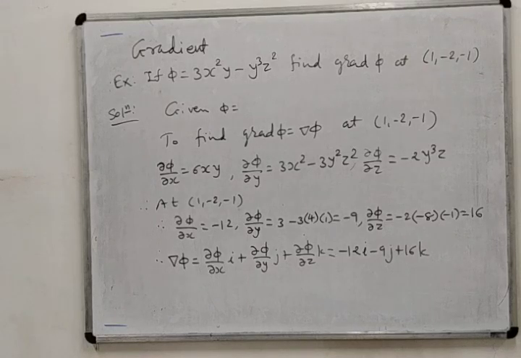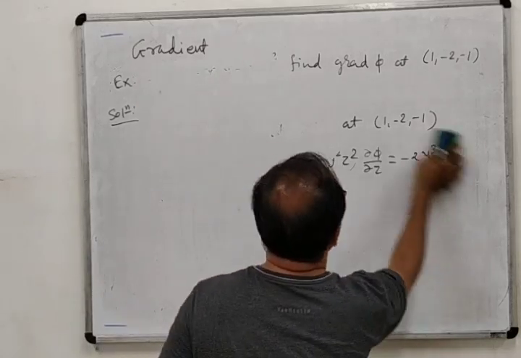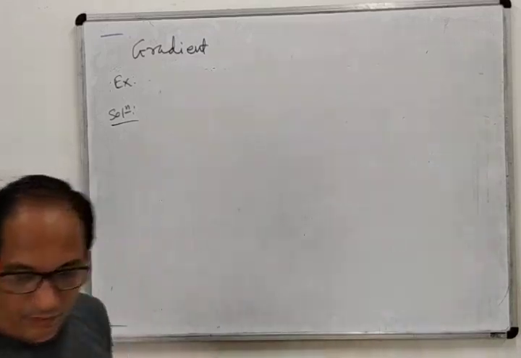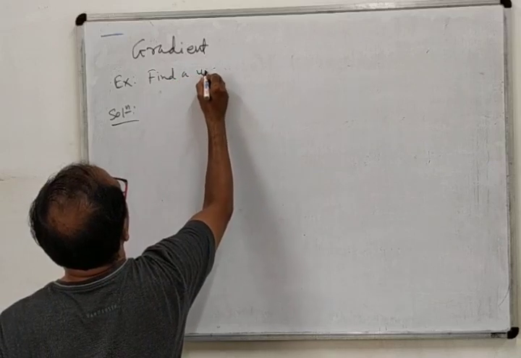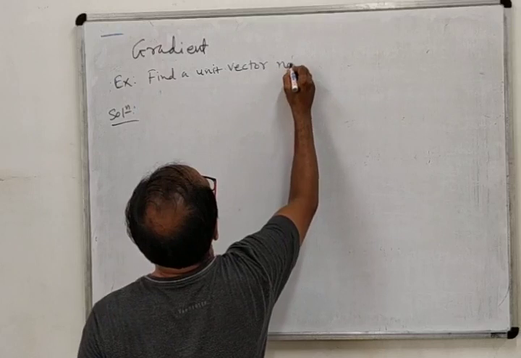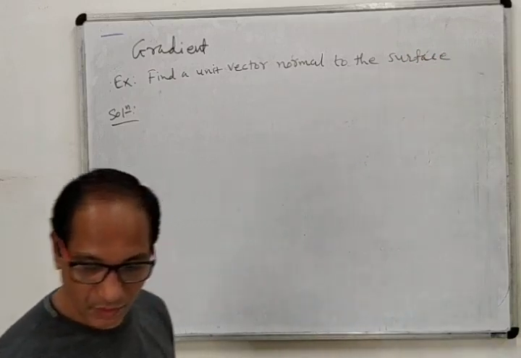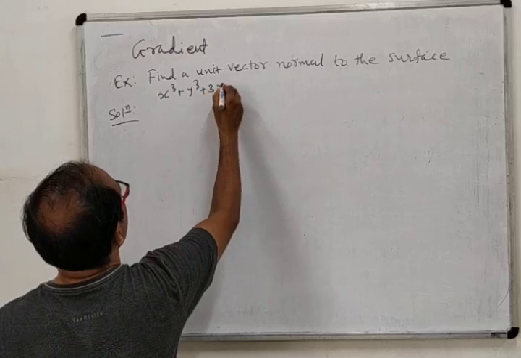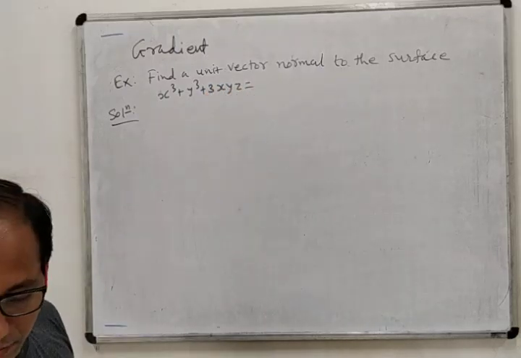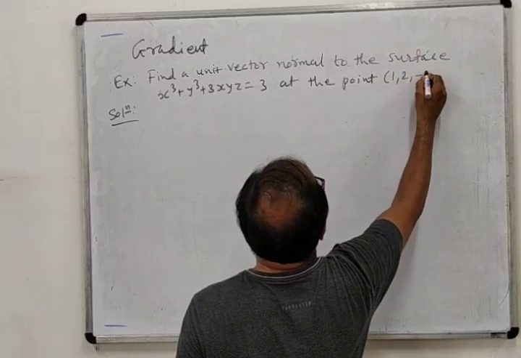Now let us see another example. Find a unit vector normal to the surface x cube plus y cube plus 3xyz equal to 3 at the point 1, 2, -1.